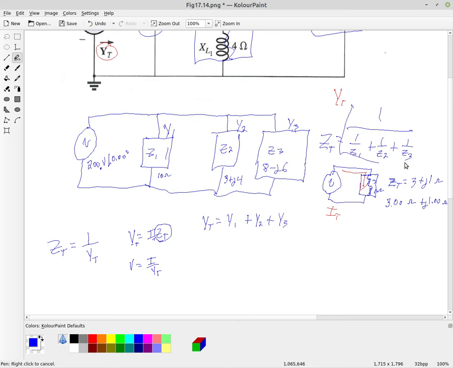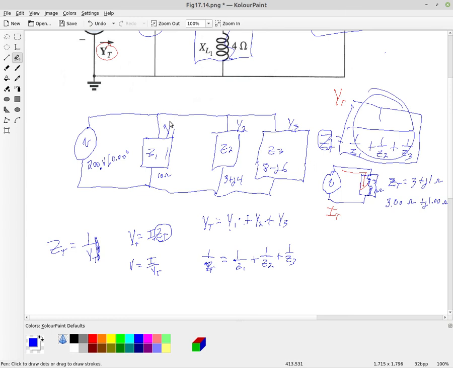And actually that is just this equation right here, because if you rewrite 1 over Y total, that's your Z total is 1 over Y total. I just wrote that over here. And then these are individual admittances, so Y1 is 1 over Z1, Y2 is 1 over Z2, and Y3 is 1 over Z3. So you see, it's really just rewriting the admittance in another form.